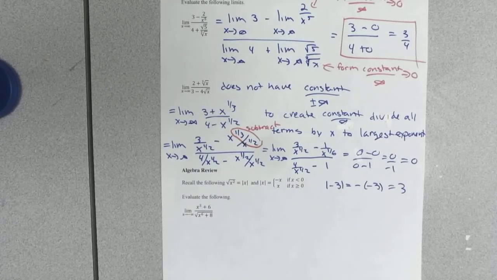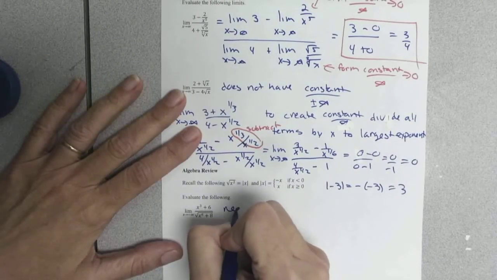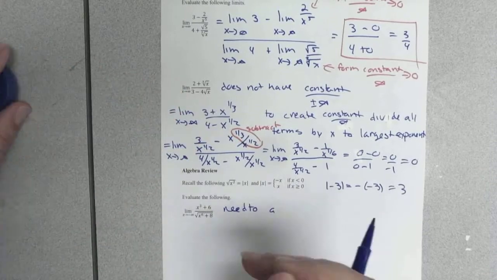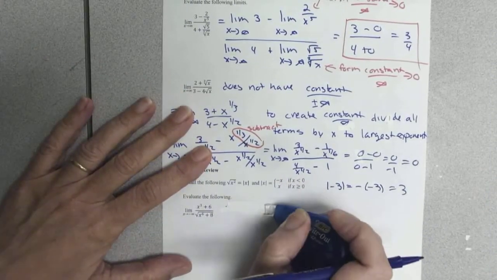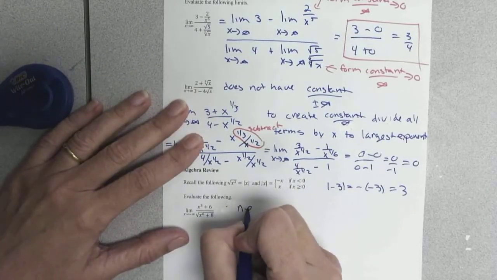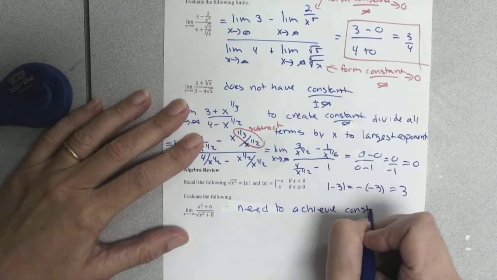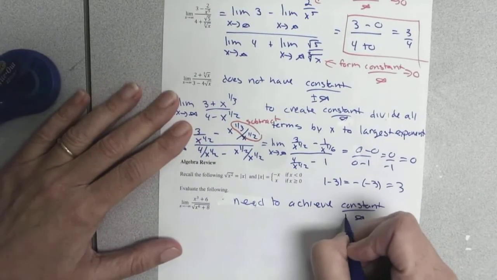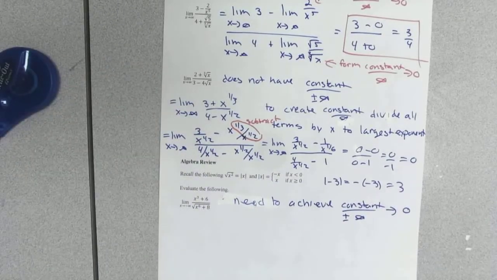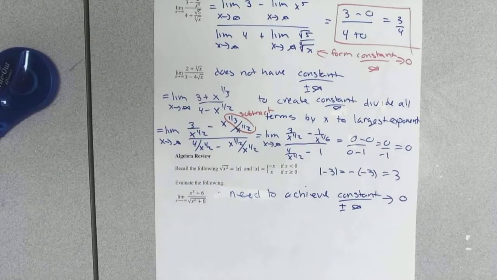Picking up on where we left off, doing this limit here. Again, it is not in the form constant over negative infinity, as x goes to negative infinity. We need to achieve constant over infinity, or negative infinity, as the case may be, because that we know the answer to. That goes to 0. And so we are just going to simplify this.